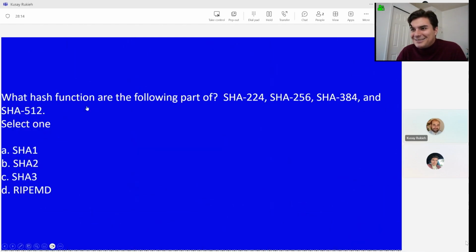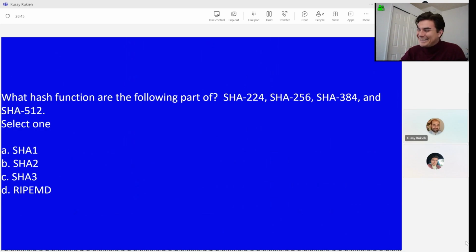What hash functions are part of SHA-224, 256, 384, and 512? I'm going to say ABC. SHA-1, SHA-2, SHA-3. Wait, I take that back. B and C. Oh, wait, you only get to select one? Exactly. Select one. It's such a high SHA number, so it's got to be SHA-3 then. But SHA-3 we have what? 1024 and 2048.